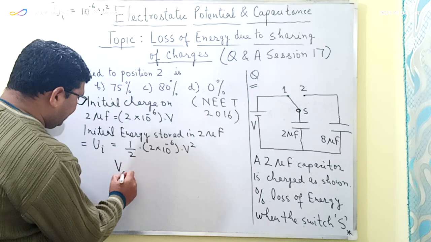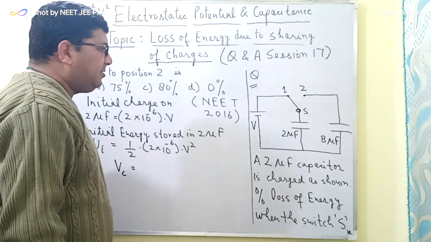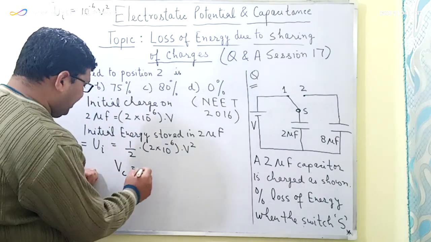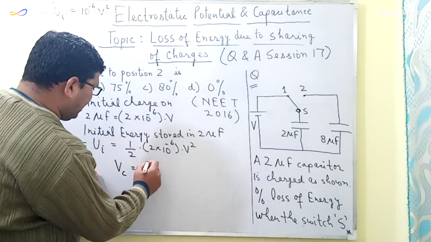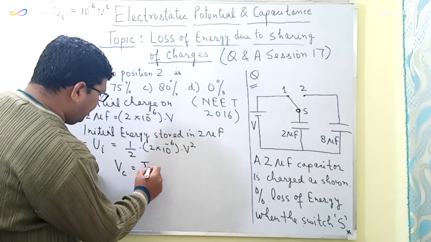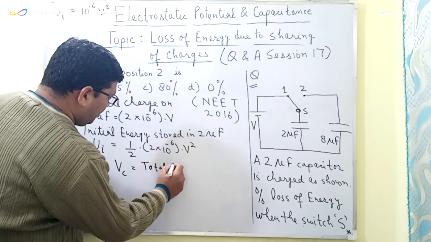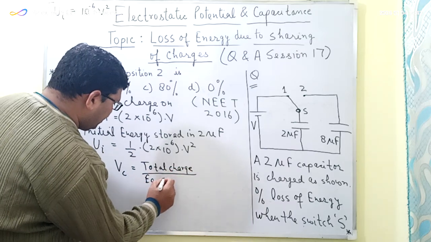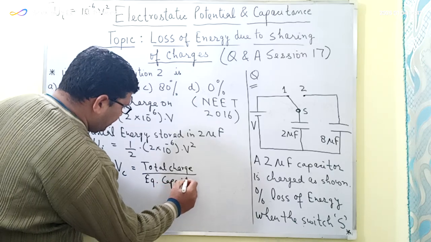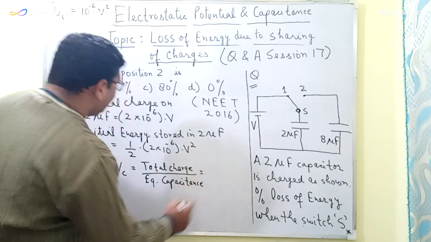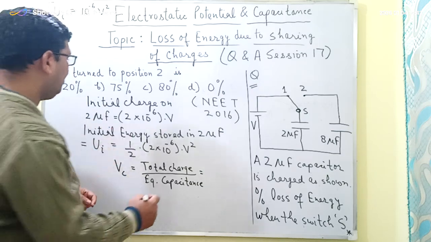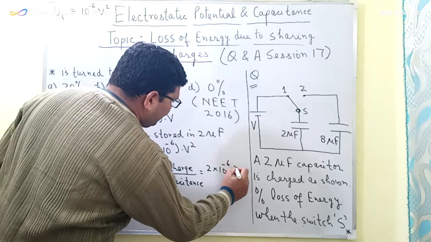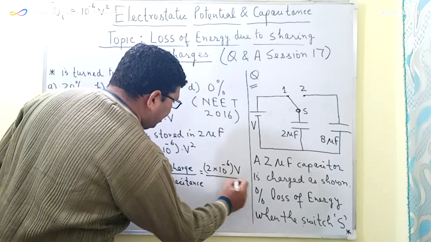Let us say Vc is the common potential attained when the switch S is turned to the position number 2. So this common potential will be equal to total charge divided by the equivalent capacitance. The total charge is given here as 2 into 10 to the power minus 6 into V. This is the total charge divided by equivalent capacitance.